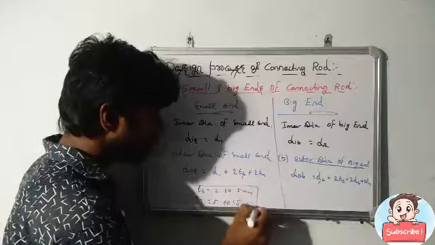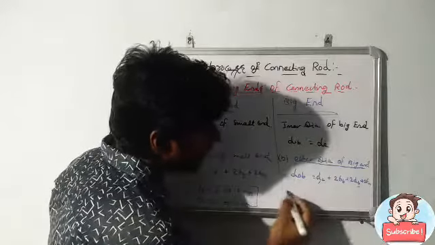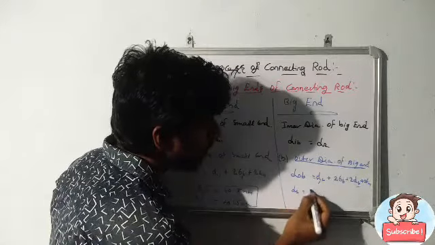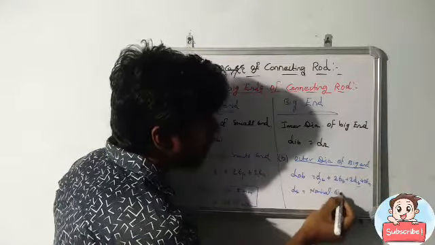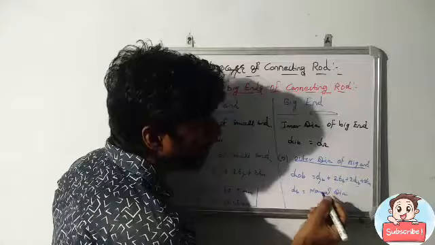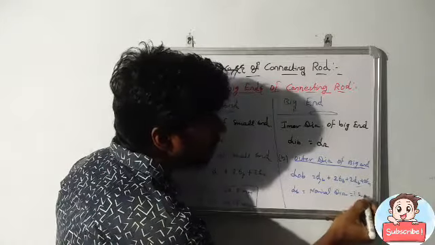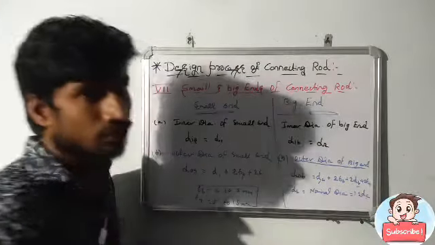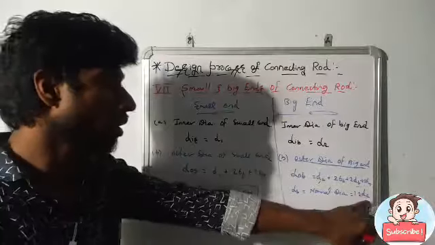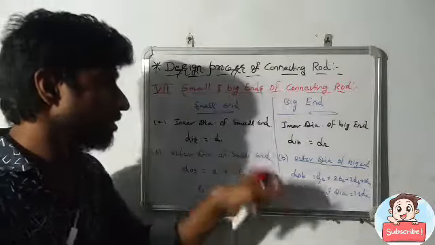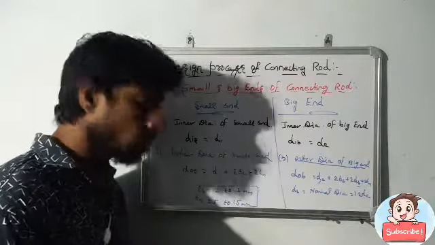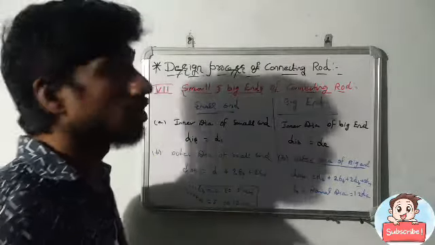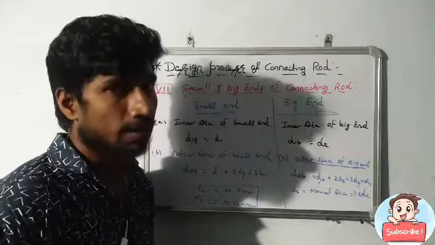We already know these two values here, and after that dB is the nominal diameter, that is equal to 1.2 times dc. When we know the root diameter, it is easy to find out the outer diameter of the big end. So this is about inner and outer diameter of small and big end of the connecting rod.